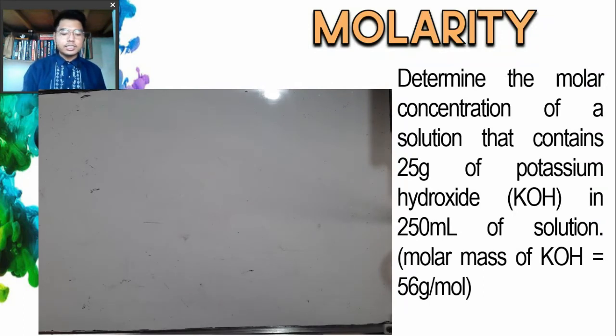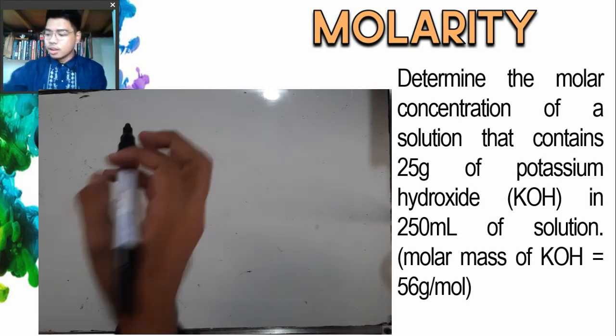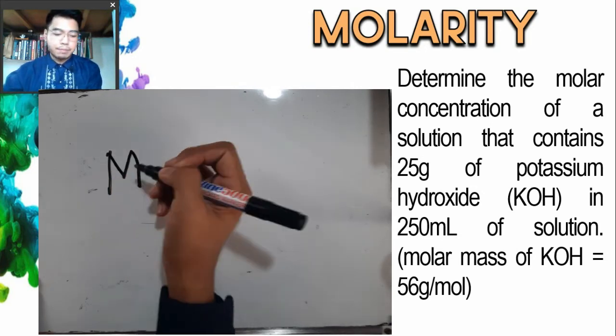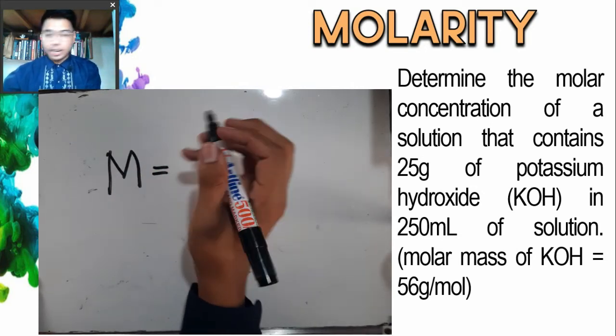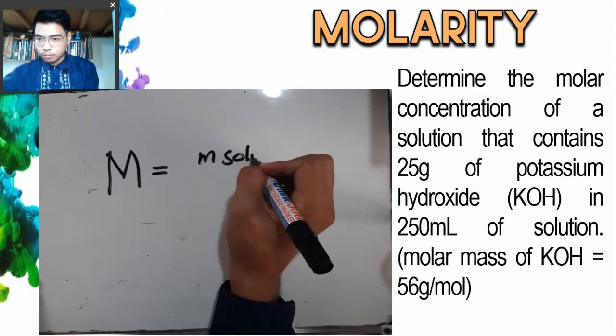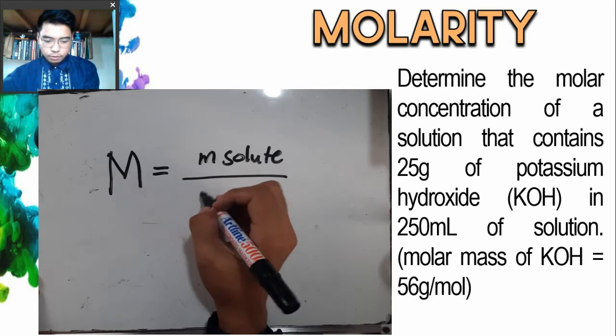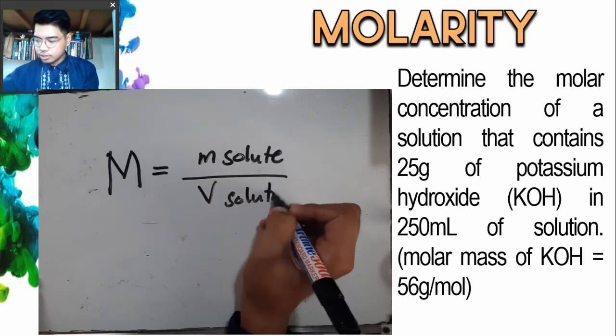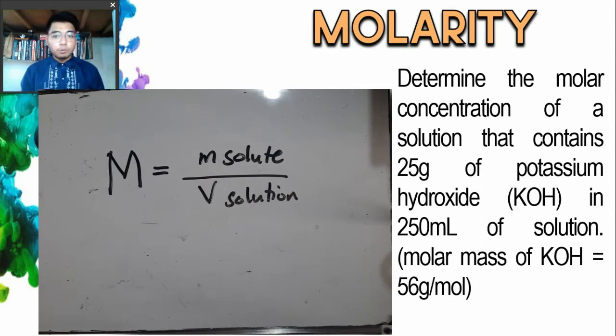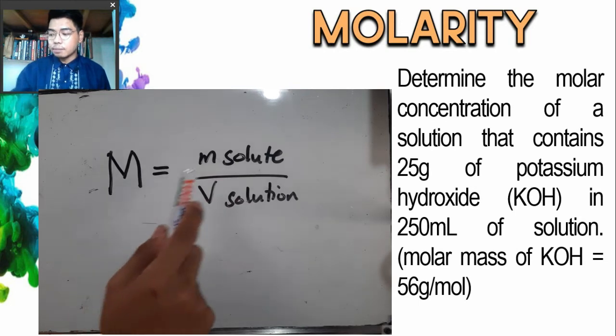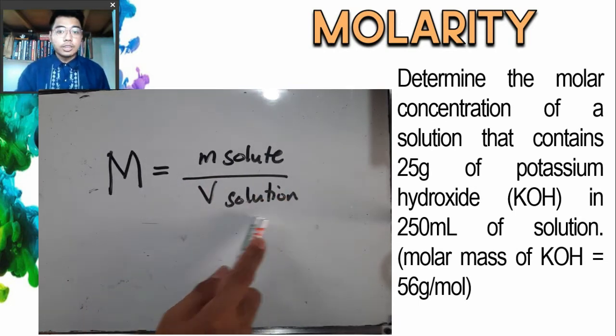In the case of molarity, it is the number of moles of solute per liter of solution. So remember that the unit that we are going to use here for the volume will always be liter. And for us to get the molarity, this would be the formula that we are going to use. Molarity is represented by capital letter M. Okay, capital letter M is equivalent to the moles of solute over volume of solution. Okay, so for us to get molarity, this would be the formula that we are going to utilize.